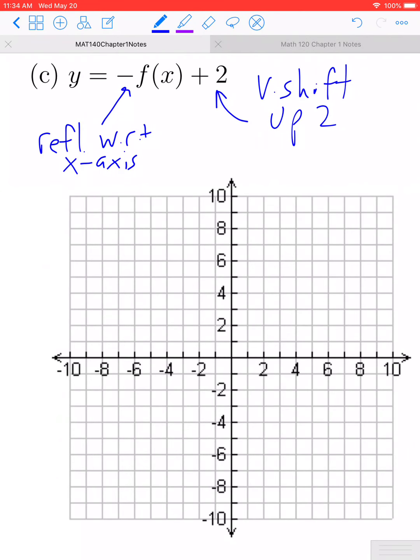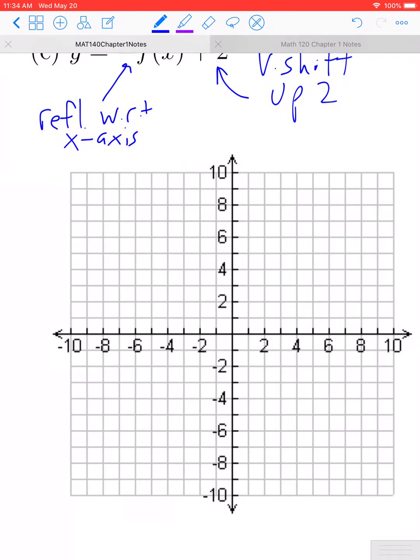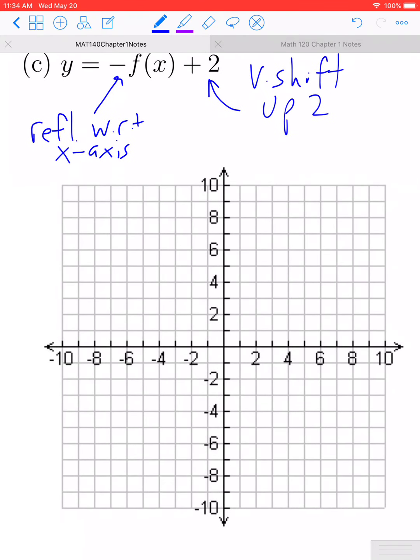So we would move every point up 2. Or actually, let's do the reflection first. So we're going to reflect everything across the x-axis first. I'm going to do this in steps. Let me just graph what the parent function would look like. So this is the graph of x squared. When we reflect it with respect to the x-axis, we would get this. So that's the reflection portion of it.